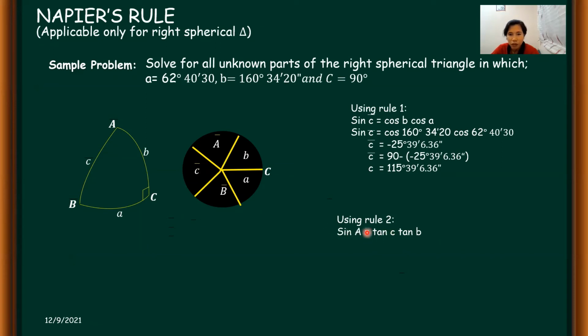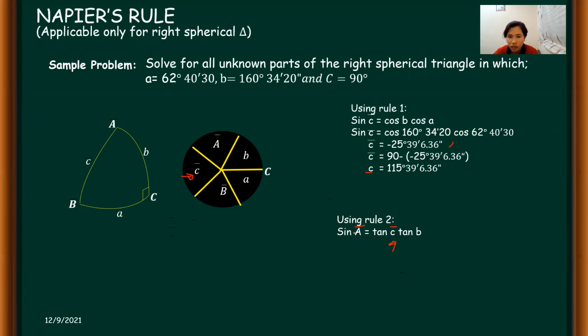Sine of the middle part is equal to the tangent of the adjacent parts, tangent C and tangent B. So just substitute the value of C and B. In this illustration, this is A bar, and then this is C bar. So for the value of C, do not use this C since our illustration is C bar. So you use C bar. You use the negative 25 degrees, 39 minutes, and 6.36 seconds in substituting the value of C bar. Do not use the C.